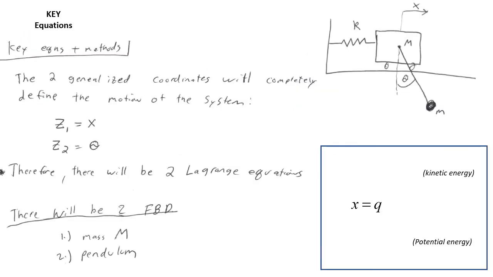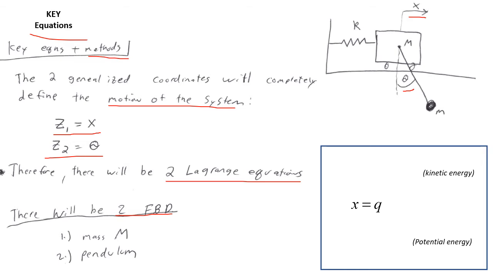From here, before we start solving the problem, what we want to do is figure out what key equations and methods we're going to use. The two generalized coordinates will completely define the motion of our system. So we have z1 using the x direction and z2 as theta as well. Here's our x and here's our theta term. Therefore there'll be two Lagrange's equations and there'll be two free body diagrams.